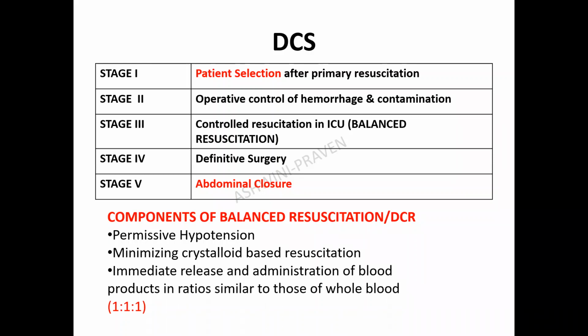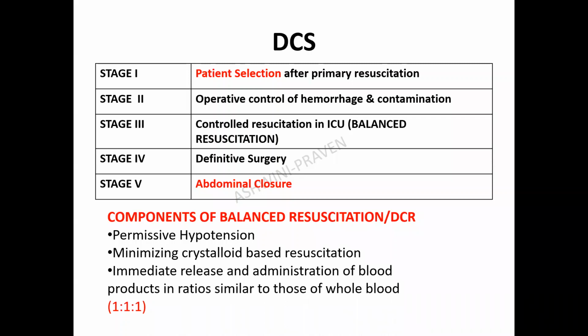What is the second part of resuscitation? It is called balanced resuscitation. What are the components of balanced resuscitation? Please see below. You are going to allow some hypotension, permissive hypotension, to prevent hemorrhage, and minimize crystalloids as much as possible, because crystalloids are not going to be of any use in a case of active bleeding. As much as possible, immediately administer blood products, that is packed cells, FFP, cryoprecipitate, platelets, in the ratio 1:1:1 as much as possible. This 1:1:1 almost mimics the natural blood of the patient itself. So this you have to administer. These form the components of balanced resuscitation.